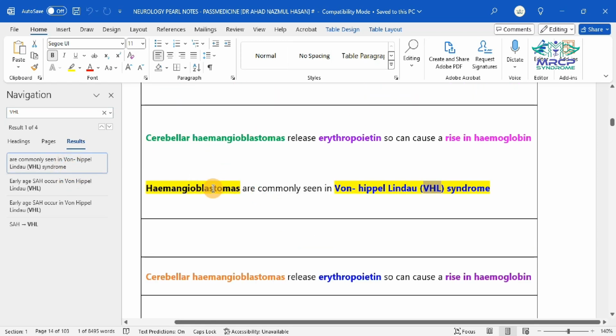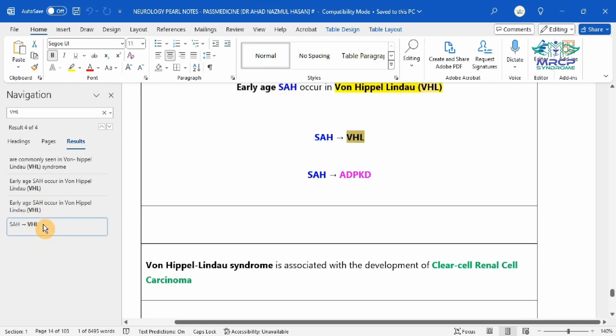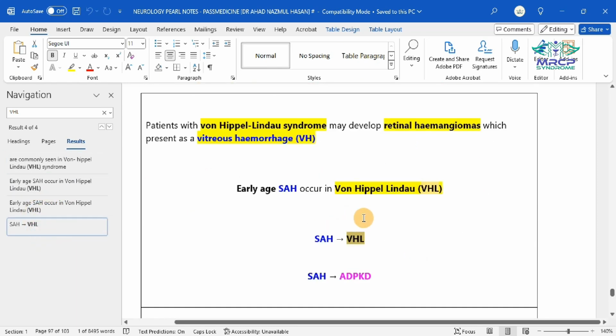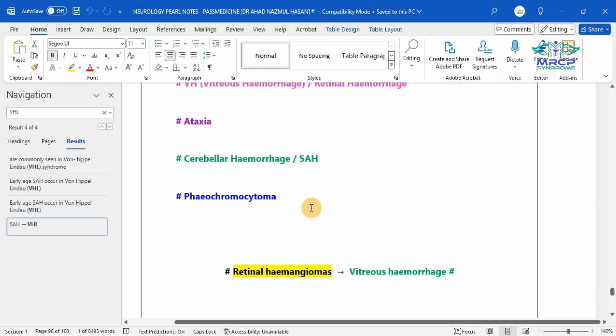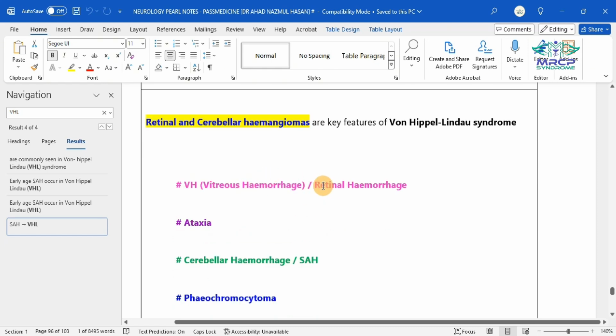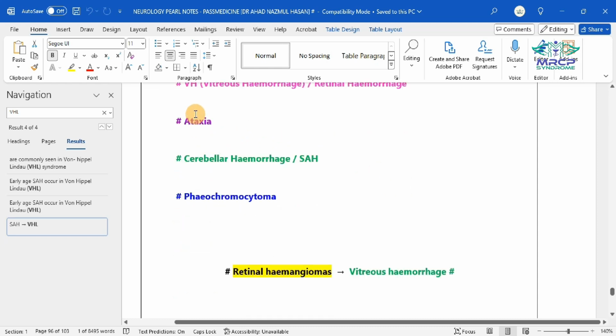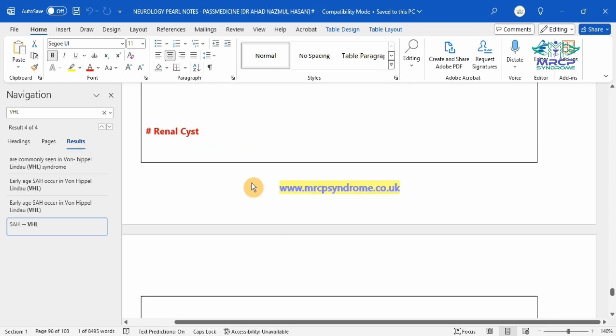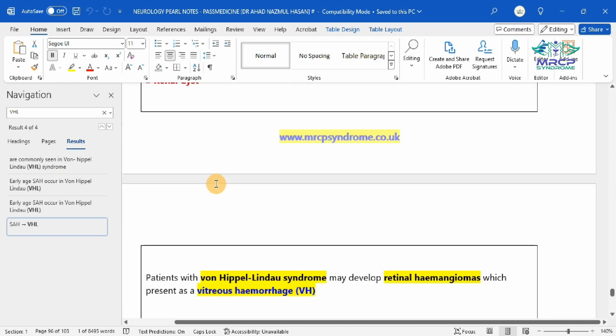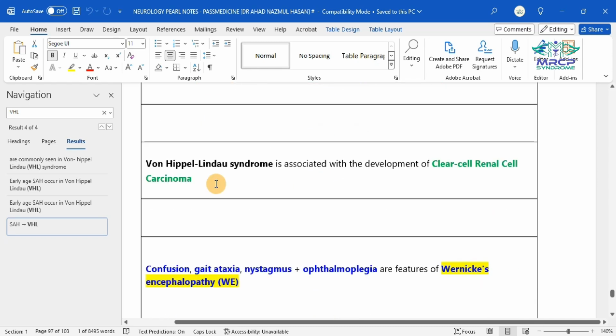Cerebellar hemangioblastoma and retinal hemangioblastoma are usually more common, and the patient may also come up with features of subarachnoid hemorrhage. There would be features of vitreous hemorrhage or retinal hemorrhage due to retinal hemangioblastoma. The patient will come up with ataxia or cerebellar hemorrhage as a result of cerebellar hemangioblastoma. This is also associated with pheochromocytoma. So VHL is related to pheochromocytoma, and the patient may also have renal cysts.